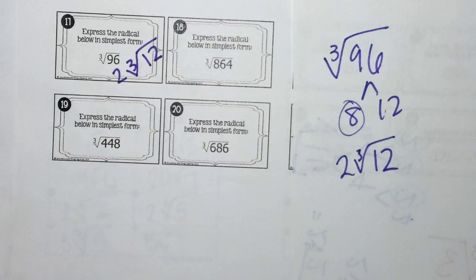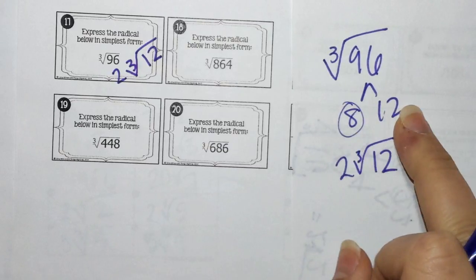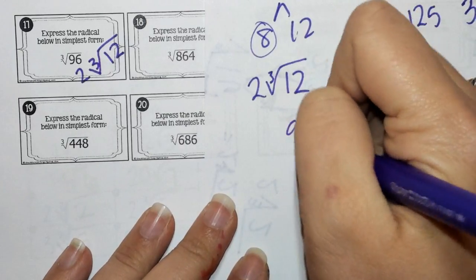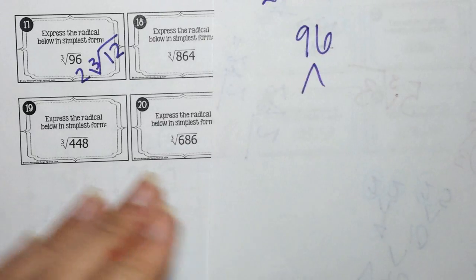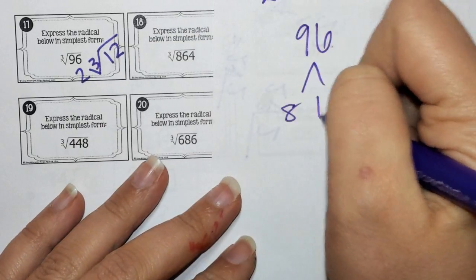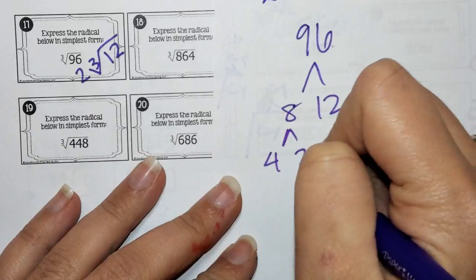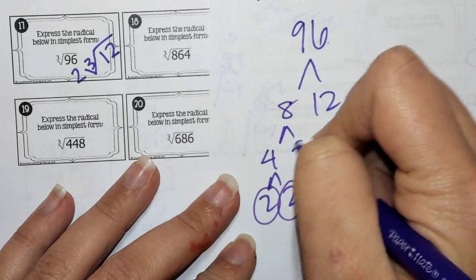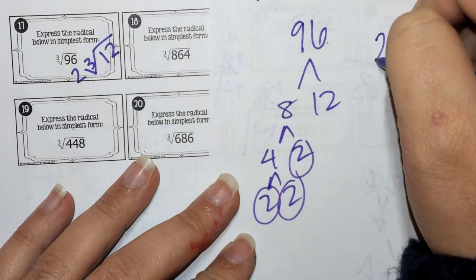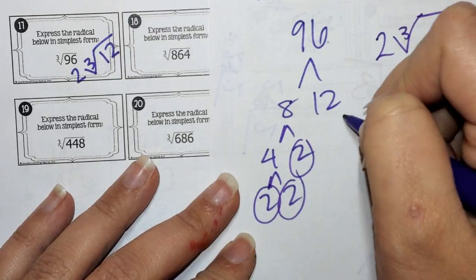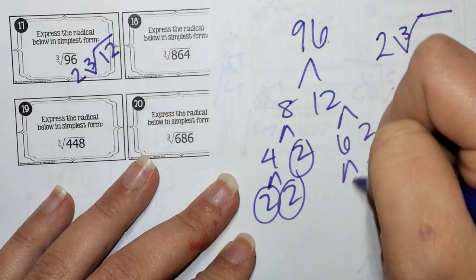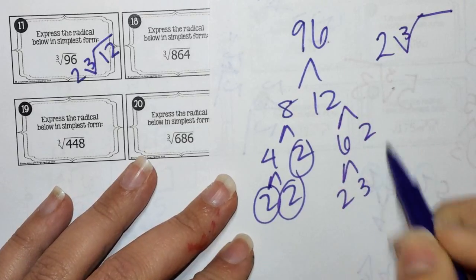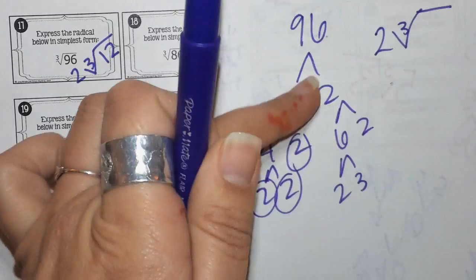Now, if you don't quite understand the cubes, break it down and look for 3 of the same number. That is perfectly fine. If you don't quite get how we got here, go to 96. You could still do 8 and 12. And then you could break this down into 4 and 2, and this into 2 and 2. So that's 1, 2, 3. So that's what we need for that, 2. And if we broke 12 down, it would be 6 and 2, and that would be 2 and 3. We don't have 3 of the same number over here, so 12 stays under.